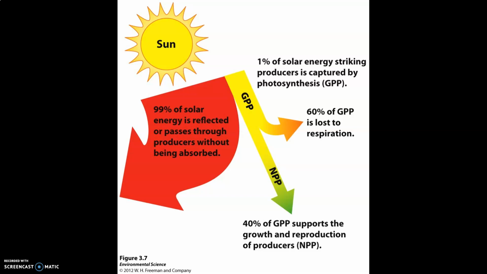Most of it isn't used at all. Then you can see that a lot of it is just used in regards to gross primary productivity, and you don't use it. It's gone. Only about 40% of 1% actually goes into making that plant that you see.